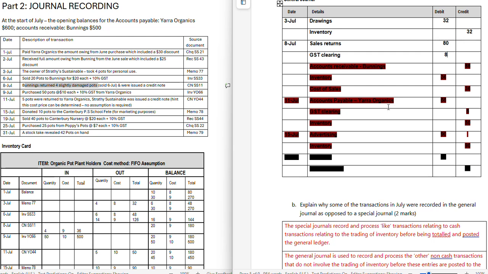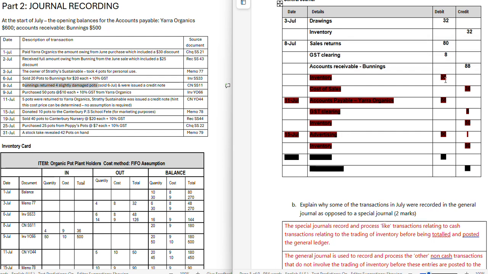Now, when Bunnings settles this account, they're going to attach the invoice, and they're also going to attach the credit note, and that credit note is going to reduce what they owe. So the combined effect of the sales return and GST is a reduction in the amount owing from the account receivable. Asset going down is a credit entry.